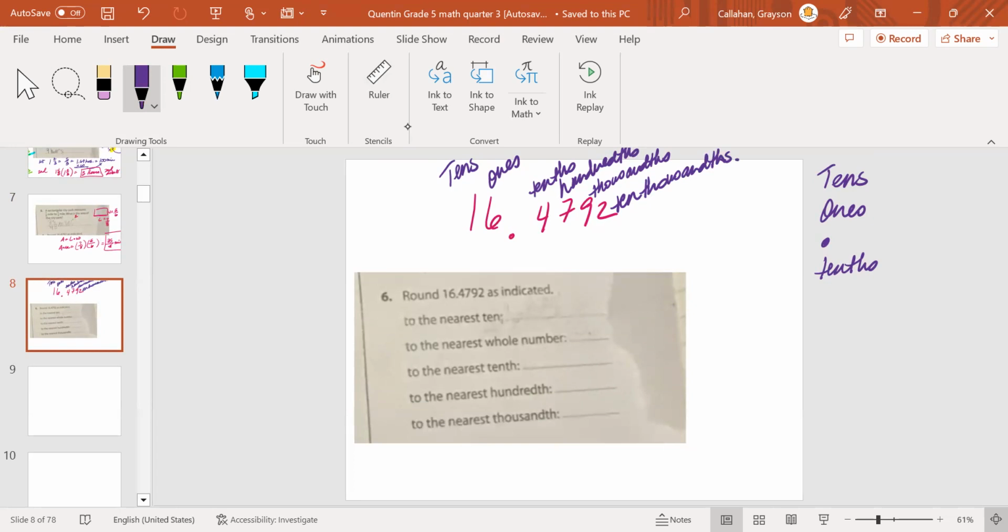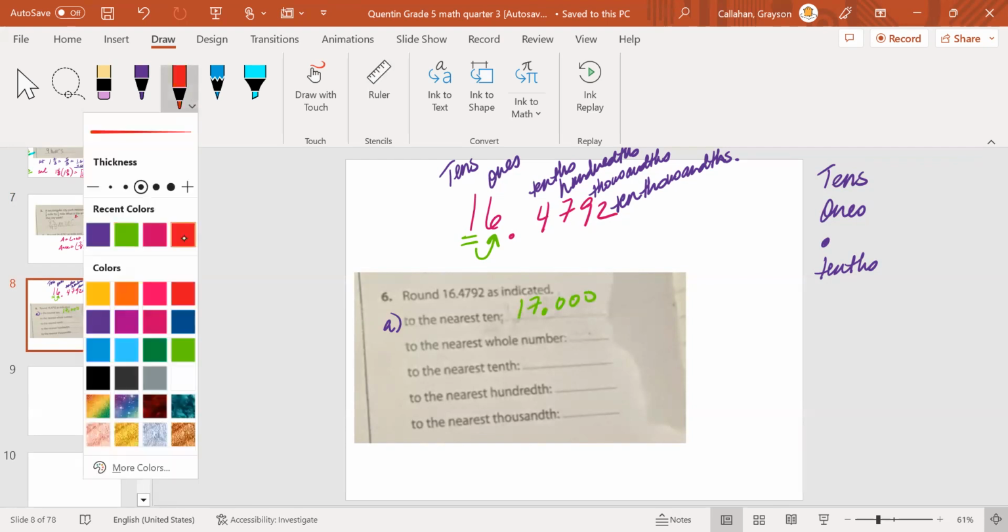Okay, so first one, A, round to the nearest 10. Well, which one's the tens number? Which one's 10? 10 is right here. Do you see that? Now you look at the number here. Is that bigger than 5 or smaller than 5? So you round up. So that becomes a 7. So 17.000. Do you see that? Okay. Now let's try the next one.